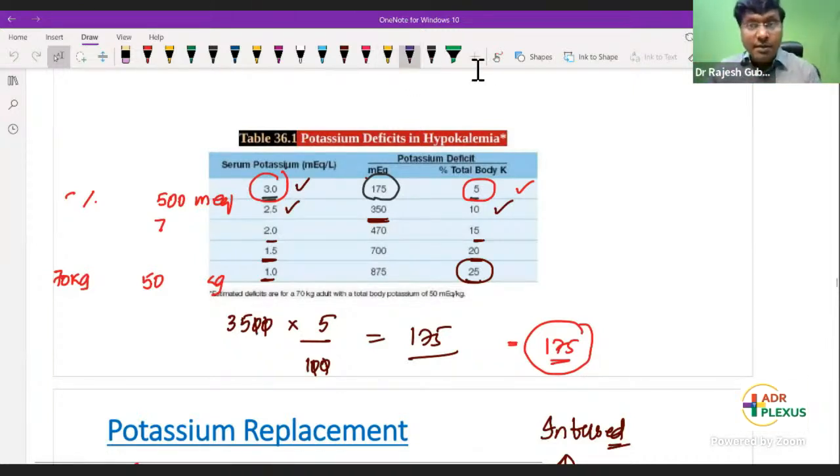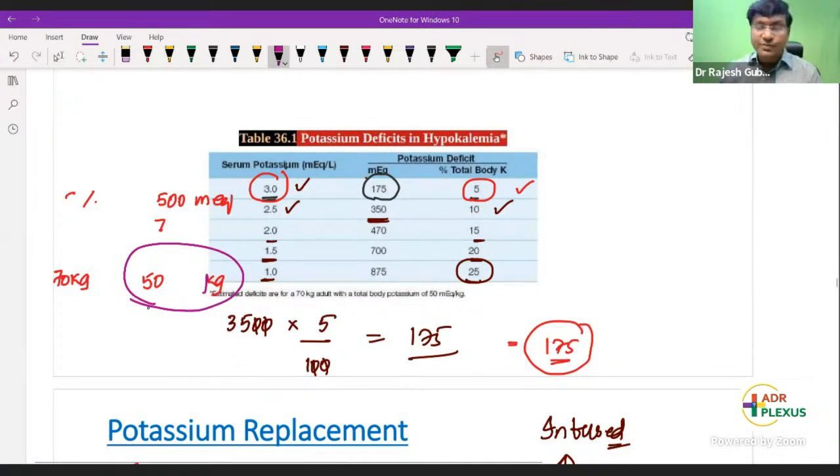And before the class, I don't know how many of you know about this value. Please remember now. Milliequivalent per liter, 3.5 to 5. Whereas milliequivalent per kg, the normal value is 50 milliequivalent per kg. That is a normal value, right? So this is about your hypokalemia. Okay, right. I'll just send you the PDF right away.